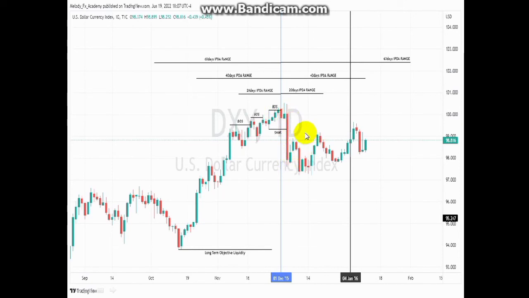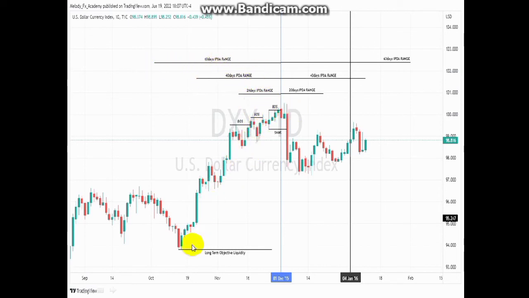Then as price shifts in structure, what is it going to do? Price is literally going to seek the liquidity that is resting below this old low in the previous 60, 40, 20 days.